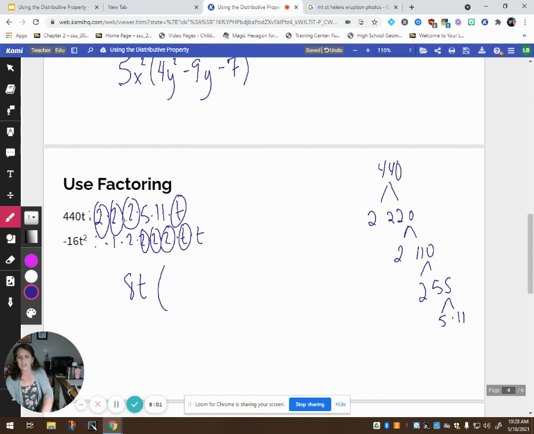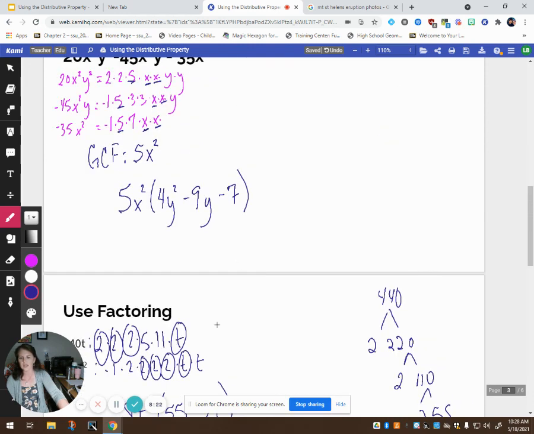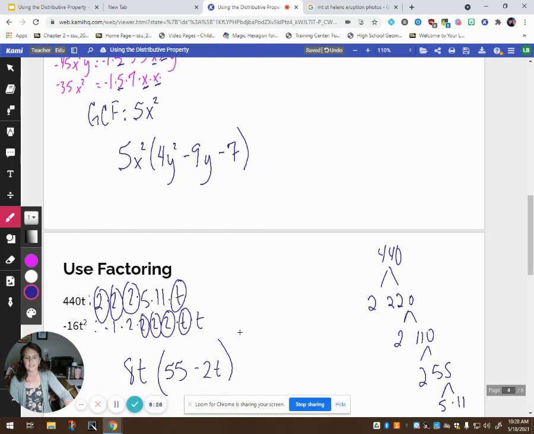If I factor that out, I'm left with 5 times 11, which is 55. And I'm left down here with negative 1 times 2, which is negative 2 times t. So negative 2t. Again, distribute it and check. And we do get 440t minus 16t squared. All right, we're going to stop this video there. That's a wrap for today, and we will continue with this in the next video.